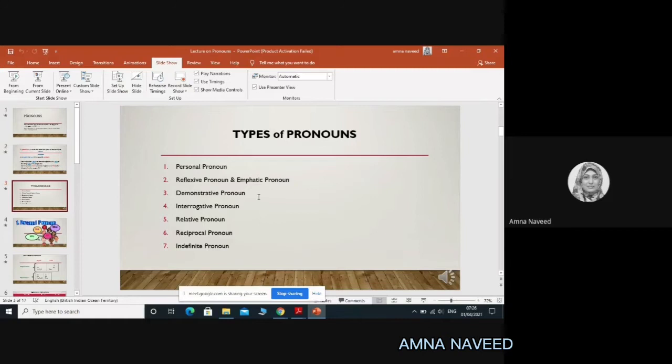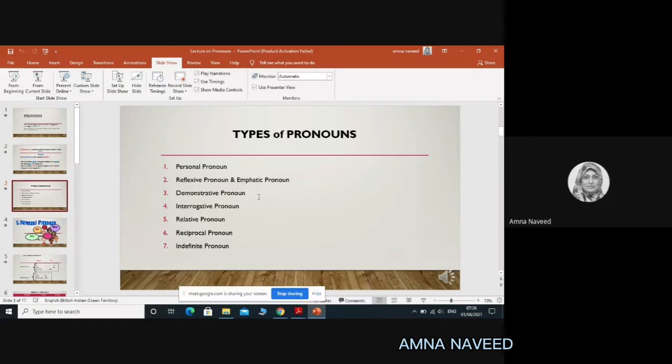And then relative pronouns are used to relate one thing or one phrase with the other one. For example, whom, whose: he's the boy whom I met yesterday. So whom is relating the previous clause with the coming one. So this is again a relative pronoun. Reciprocal pronouns are one another and each other. Indefinite pronouns are someone, someday, in which the pronoun is not a definite or a particular one.